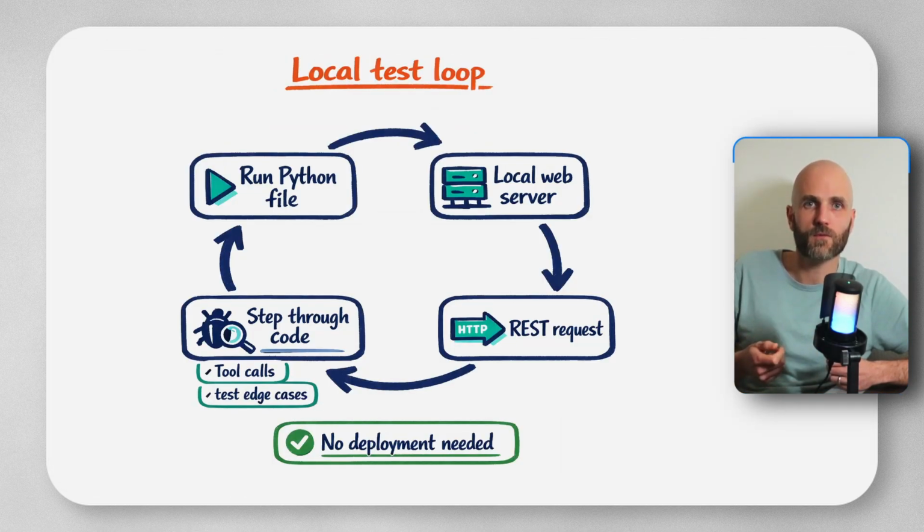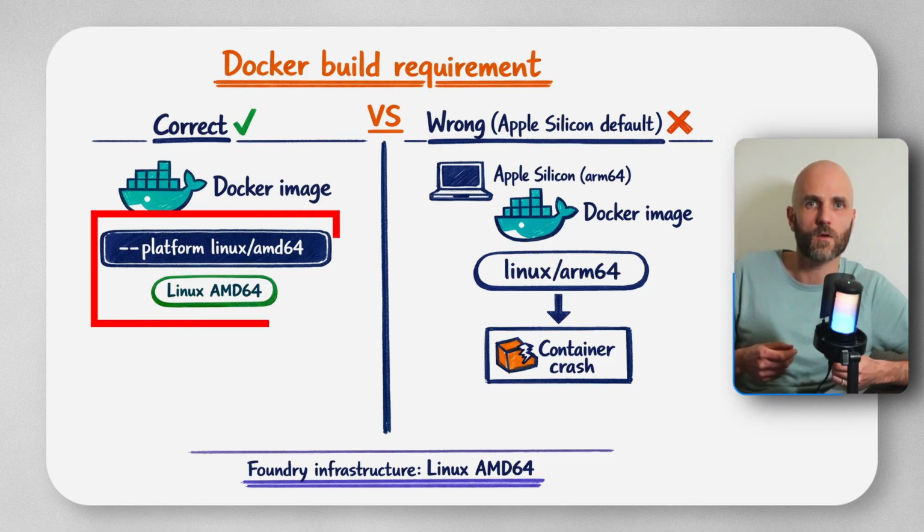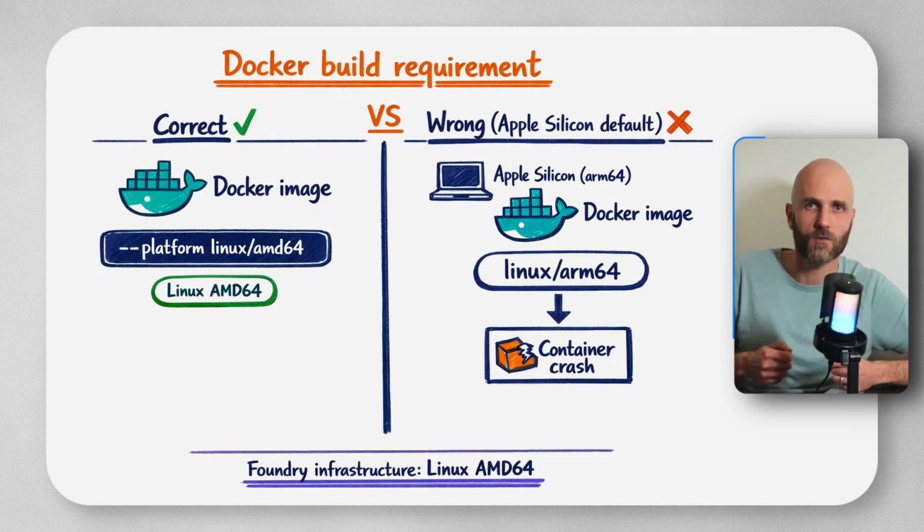I run my Python file, it starts a local web server, and I send it a REST request. Now I can step through my code, watch tool calls, and test edge cases. No deployment needed, that's a big change. And when I'm happy, I build a Docker image with a normal Dockerfile. One gotcha that catches a lot of people: I must build it with platform Linux AMD64. Foundry infrastructure is Linux AMD64, so don't forget about that.